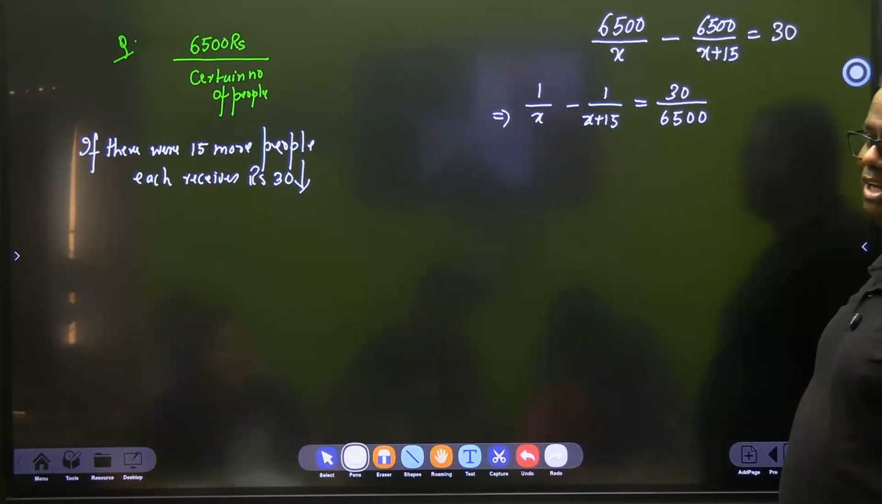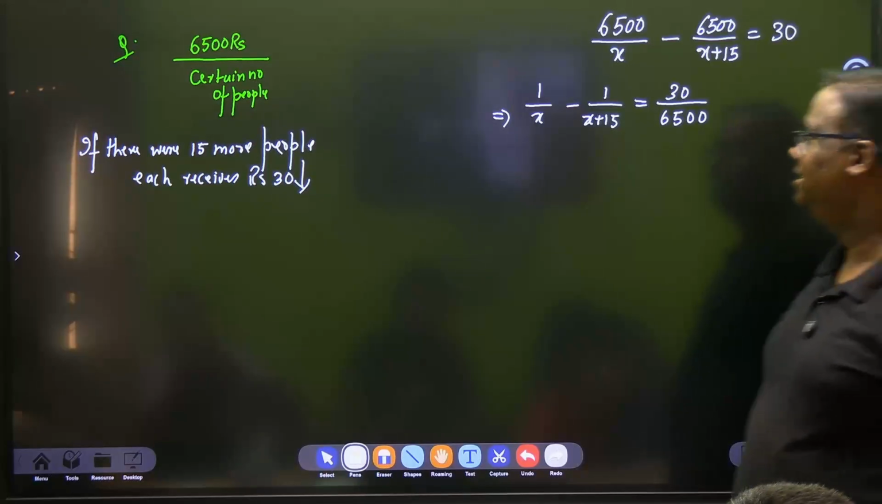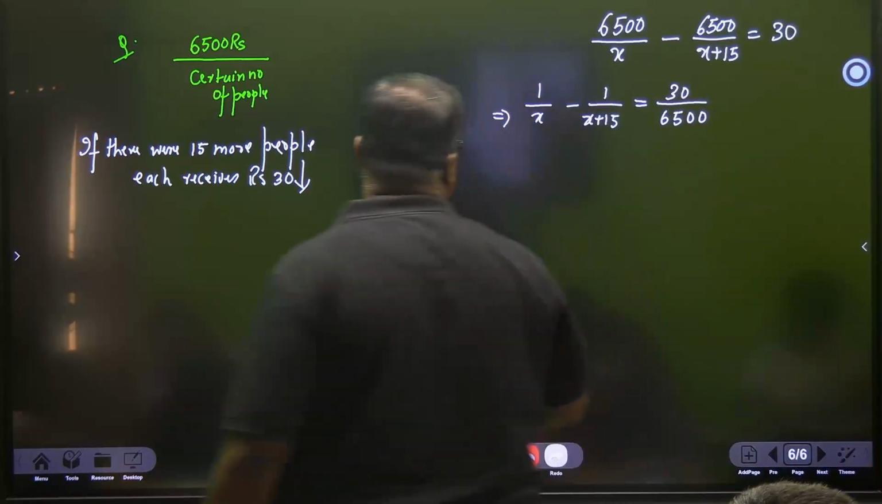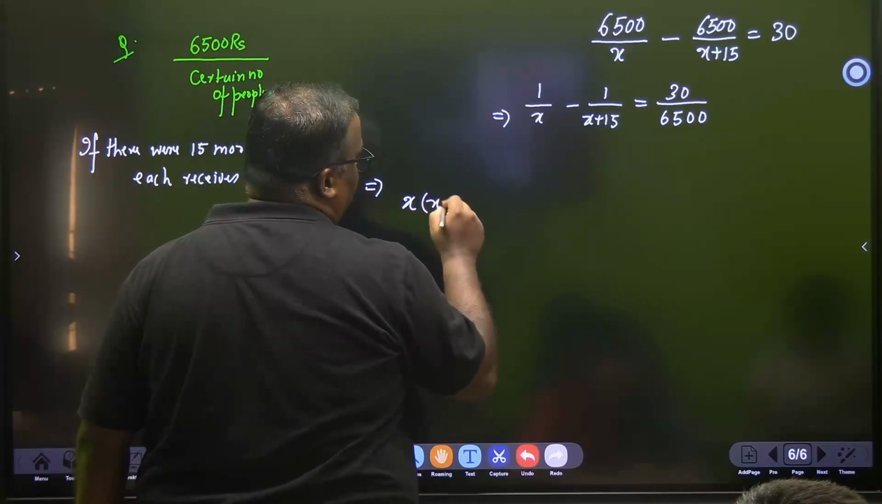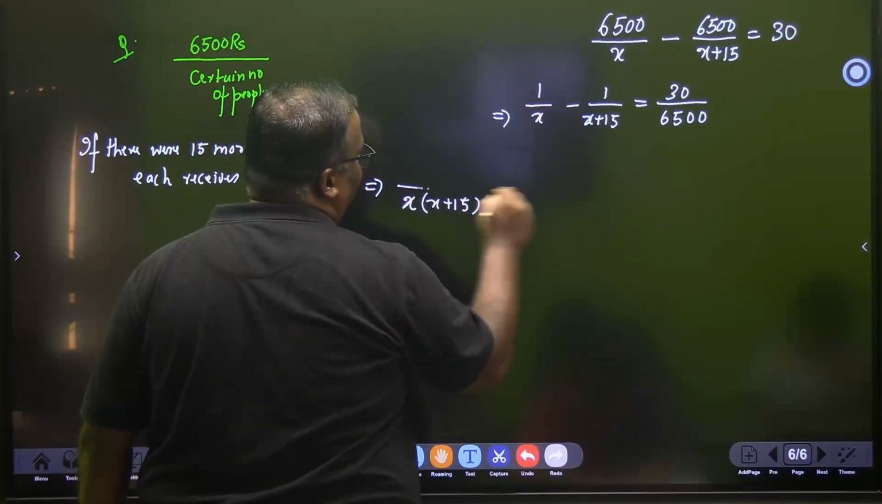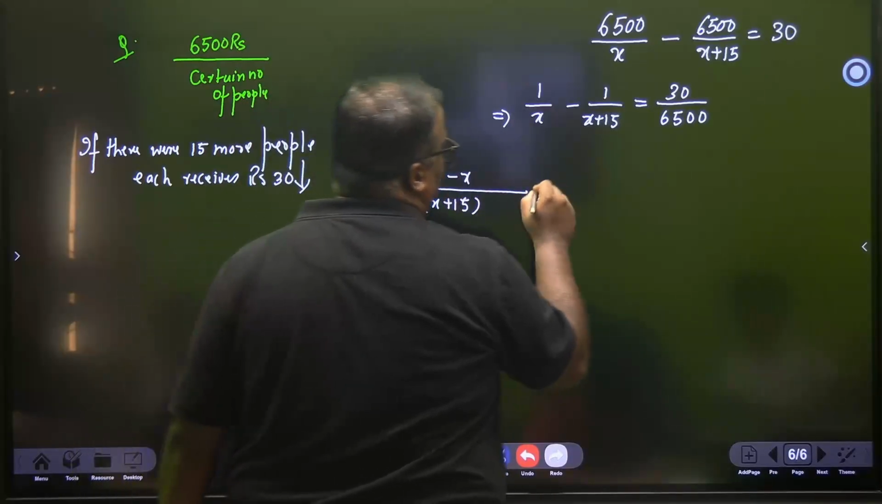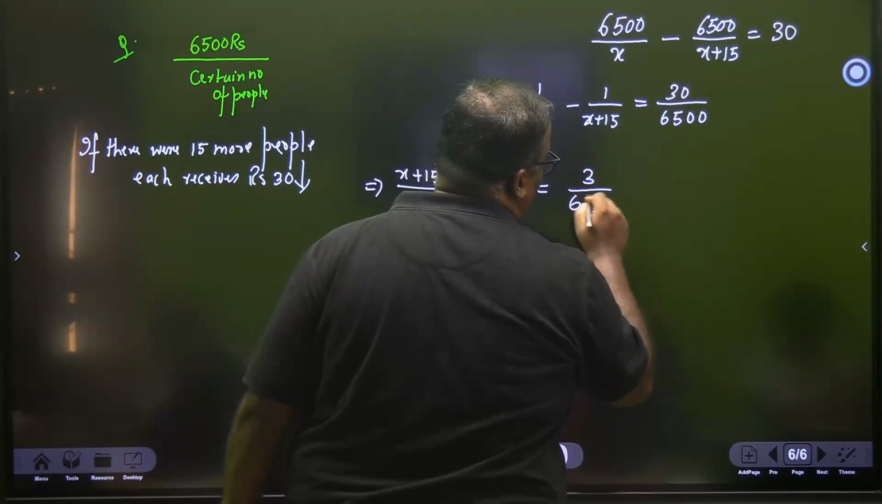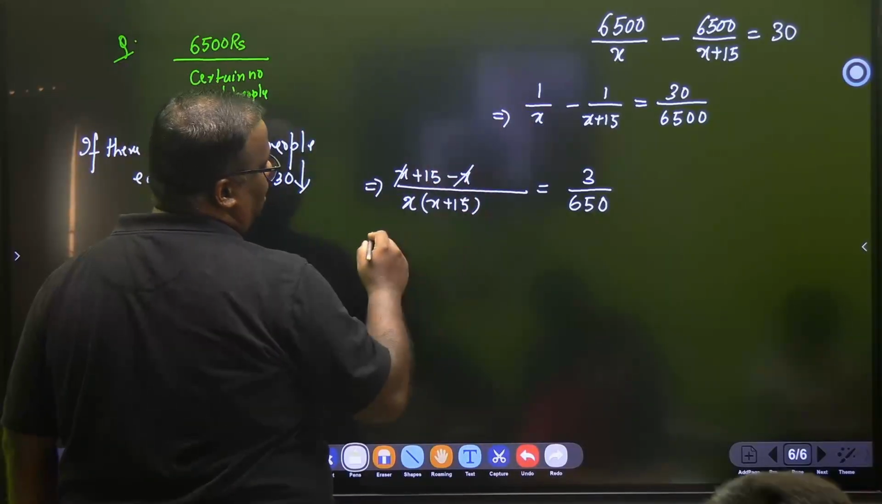What happened to grade 8? This is grade 8 funda. Now taking the LCM becomes easier. What is the LCM, beta? X into x plus 15. What do I have as my numerator? X plus 15 minus x. This is equal to 3 upon 650. Clear? X and x cancel each other.